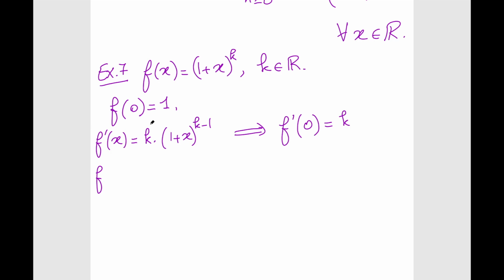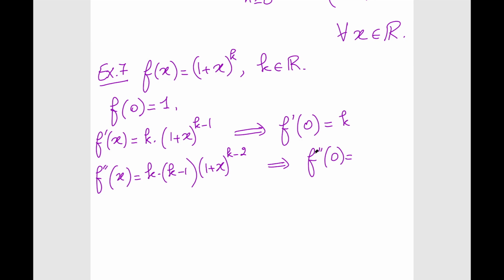Let's try to find a pattern. That's what I mean. So let's differentiate again. We get k times k minus 1 times 1 plus x to power k minus 2, and that's gonna tell me that f double prime at 0 is what? k times k minus 1, correct?